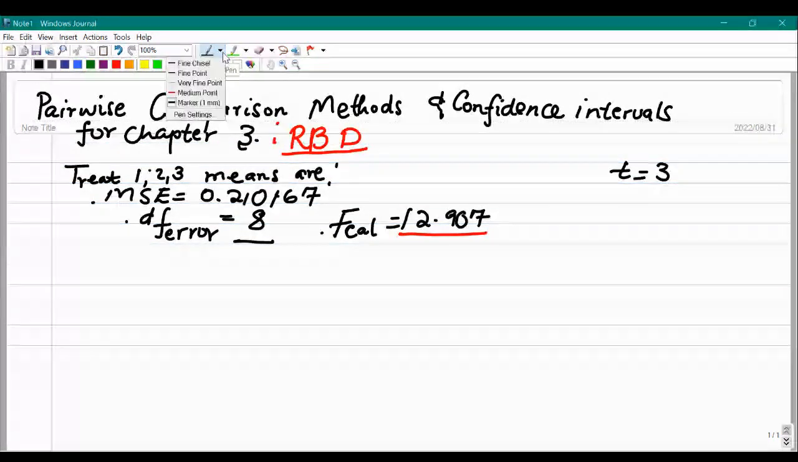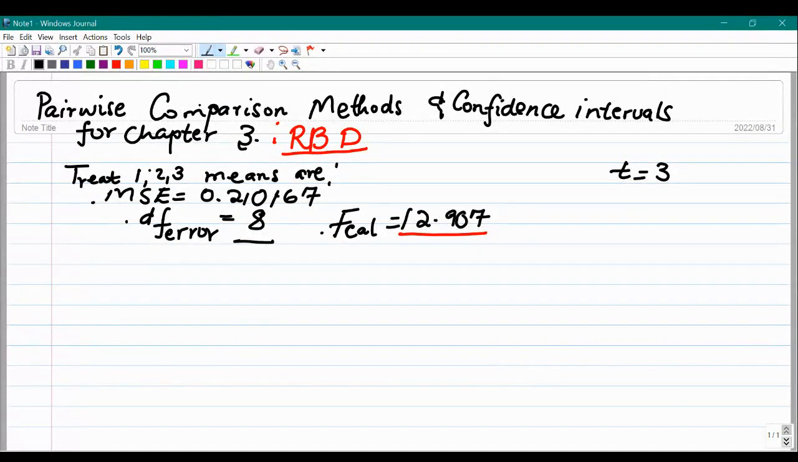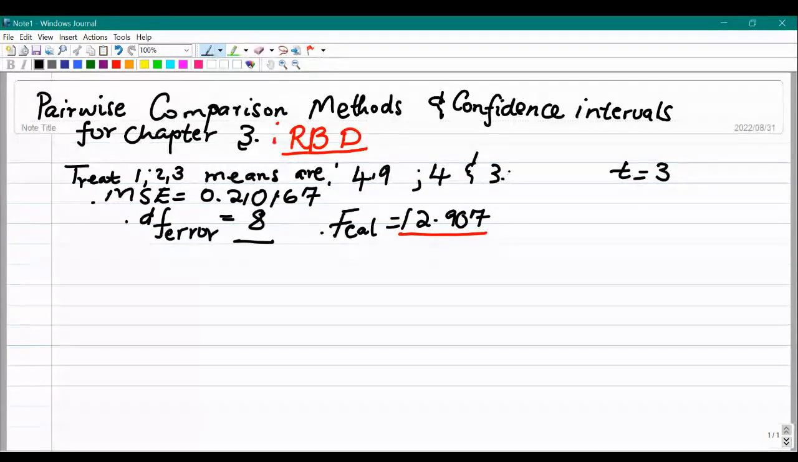Well, let me give you the values now. Thank you for that, my brother. We're about to mess up everything. I think the correct one is 4.9, is it, my brother? Yes, that's correct, sir. And 3.44. This is the correct info, right?